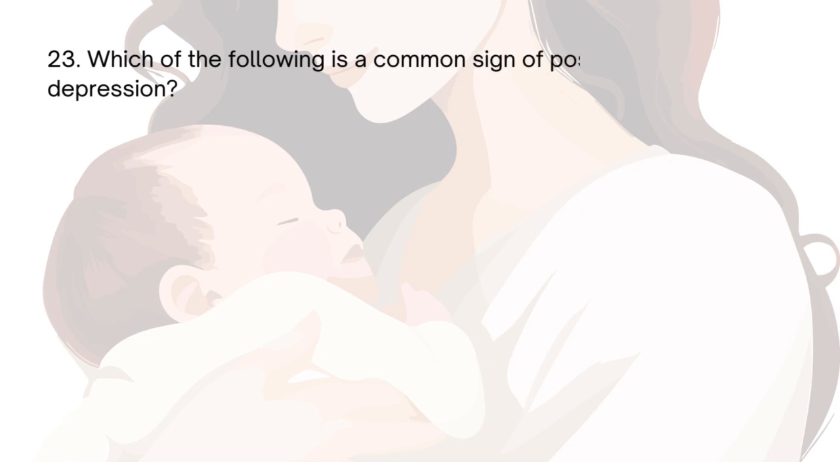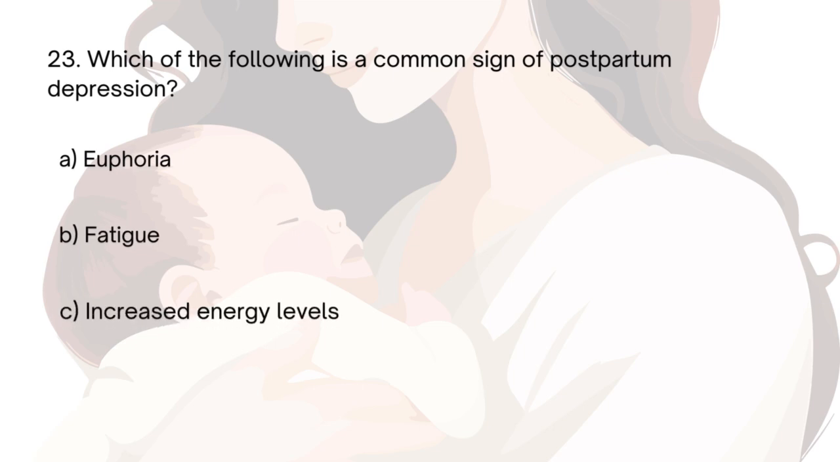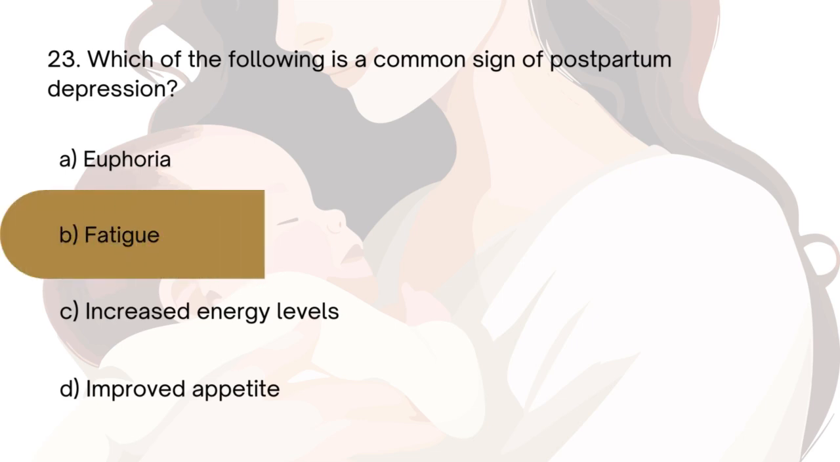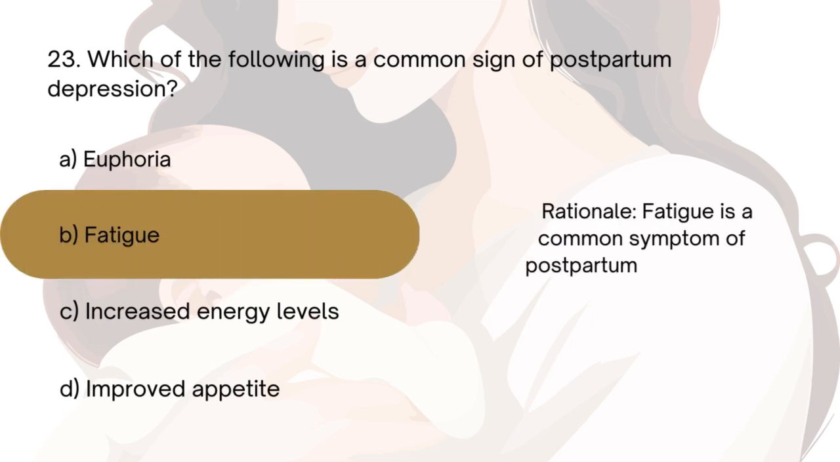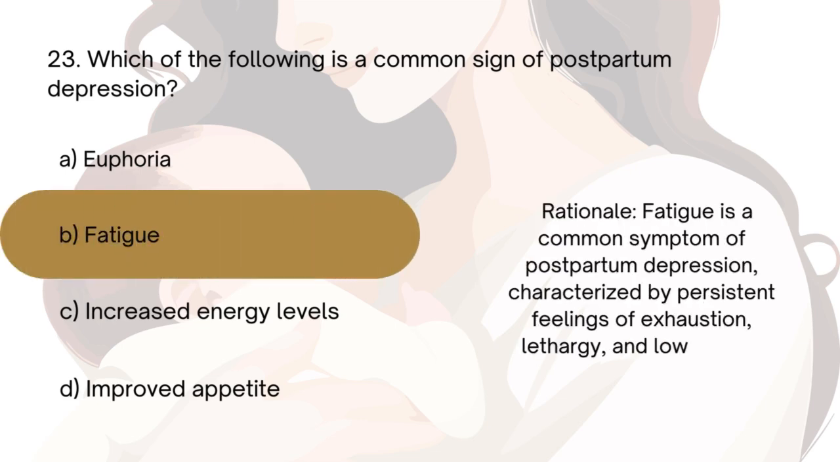23. Which of the following is a common sign of postpartum depression? A. Euphoria. B. Fatigue. C. Increased energy levels. D. Improved appetite. Rationale: fatigue is a common symptom of postpartum depression, characterized by persistent feelings of exhaustion, lethargy, and low energy levels following childbirth.